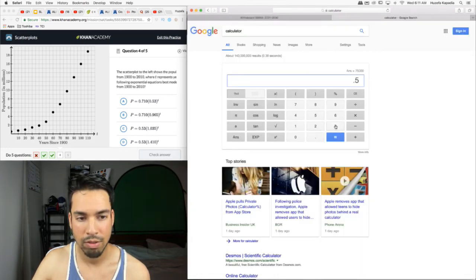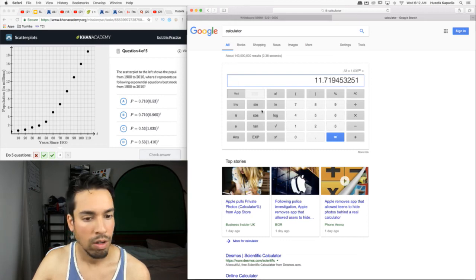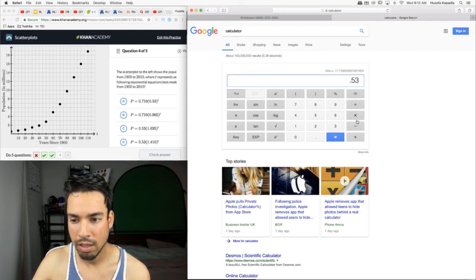So 0.53 times 1.035 to the 90th power equals, and we should get around 13. Oh, did I do this wrong? 11.7. Oh, here we go. Let me try that again. Oh, maybe that is the wrong one. So let's try the second one. I think I did it correctly. So let's try this one instead.